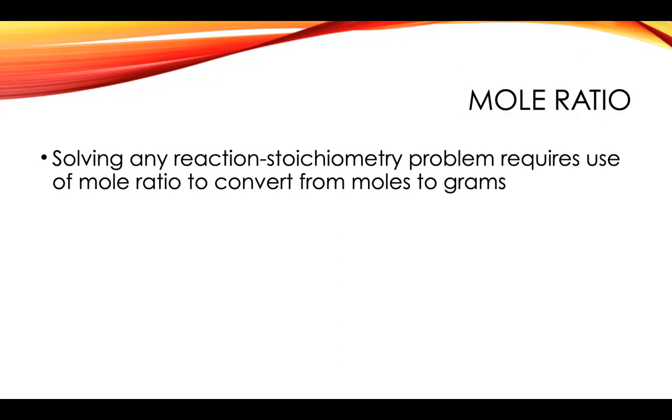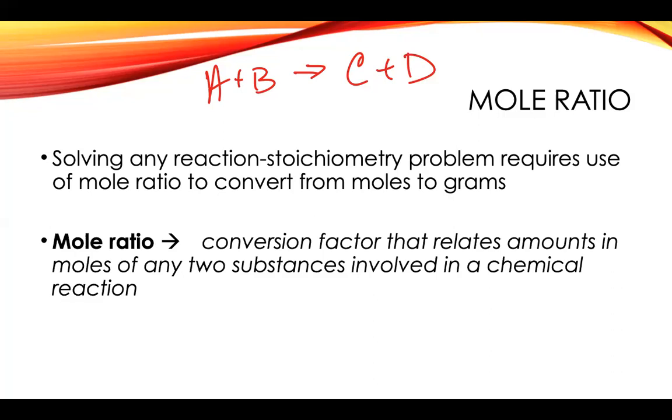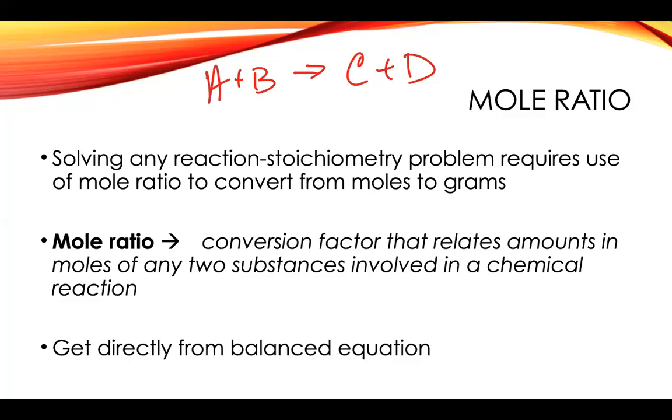So let's just say I've got a general equation, A plus B yields C plus D. As long as that equation is balanced, I can go from moles of A to moles of B, or moles of B to C, C to A, B to D, whatever. I can convert between moles of one thing to moles of another thing using a mole ratio as long as the equation is balanced. So the mole ratio is a conversion factor that relates amounts in moles of any 2 substances involved in a chemical reaction. And you get the mole ratio directly from the balanced equation.